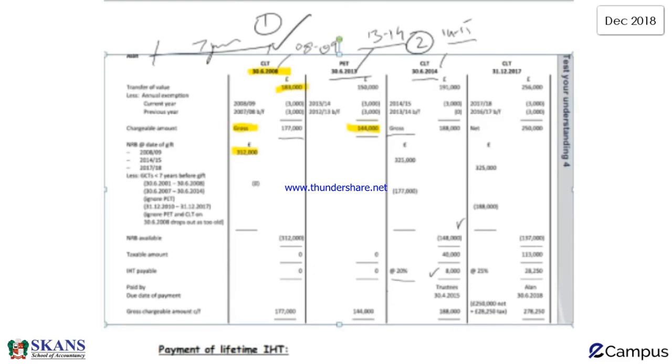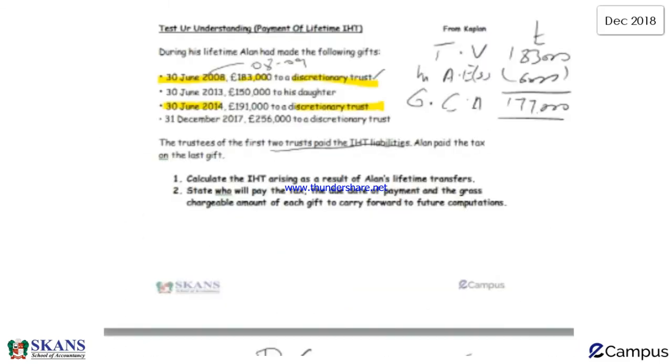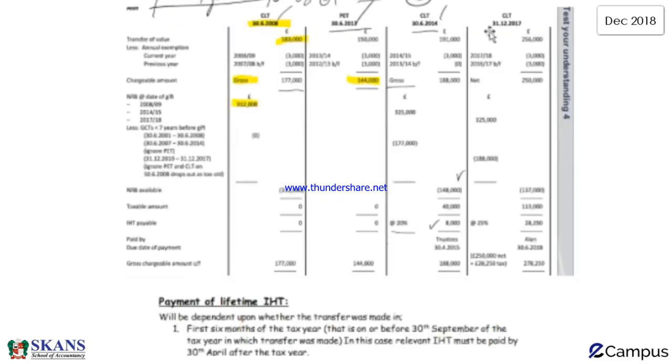Well, so this is how we calculate lifetime taxes on CLTs. Well, the next CLT which our client made was on 31st December 17 of 256,000, and again it's towards a discretionary trust which will be considered as CLT. So the fourth transfer, which was made on 31st of December 2017, means tax year 17-18. And so we will be again provided with two annual exemptions.